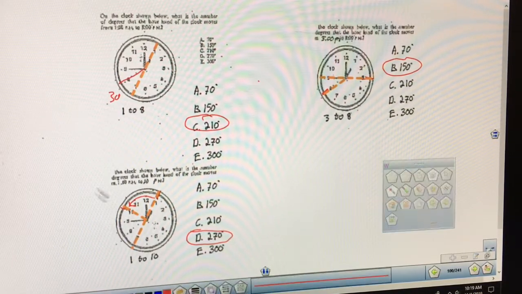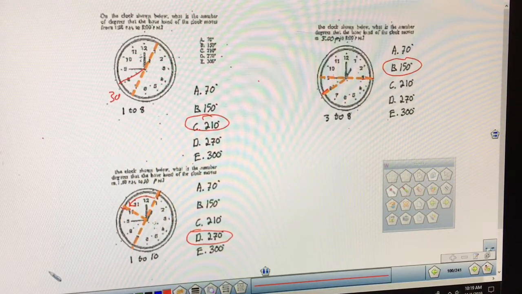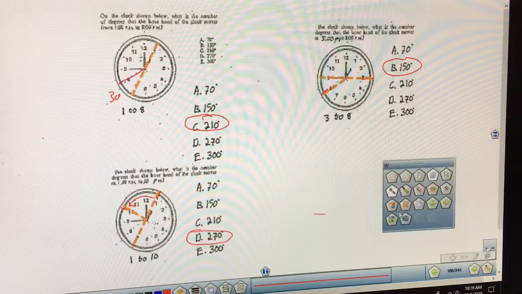Sometimes they have the clock problem on there. Sometimes they don't. One year when I was doing an SAT prep, they said, don't do it, skip it. And guess what? The next day, it was there. The clock problem showed up.